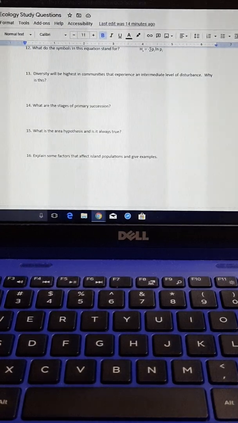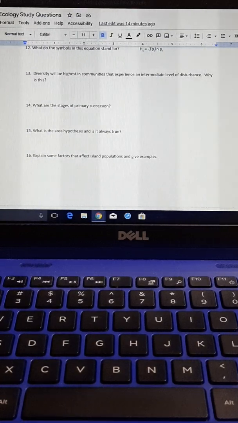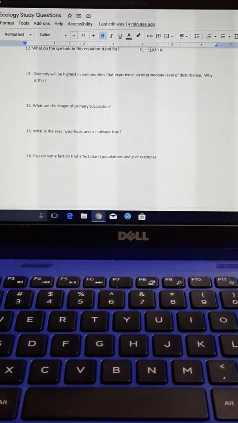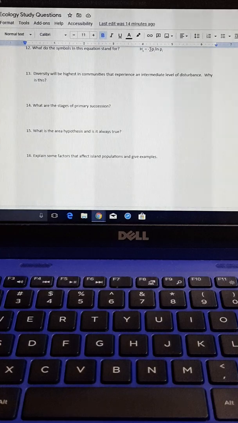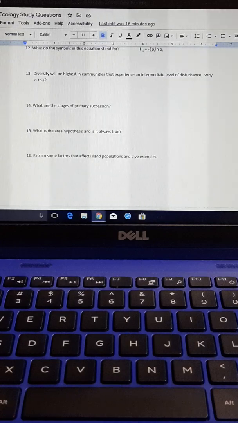Explain some factors that affect island populations and give examples. Island populations refer to isolated populations. It could be on an island, or also in the middle of nowhere. Island size and source pool distance affect species richness, which is the number of different species in an area. When the source pool distance increases, the species richness decreases. The source pool would be like the mainland, and the further you get from the mainland, the less chance of species coming over. When the island is larger, there's more chance of different species coming over as well.